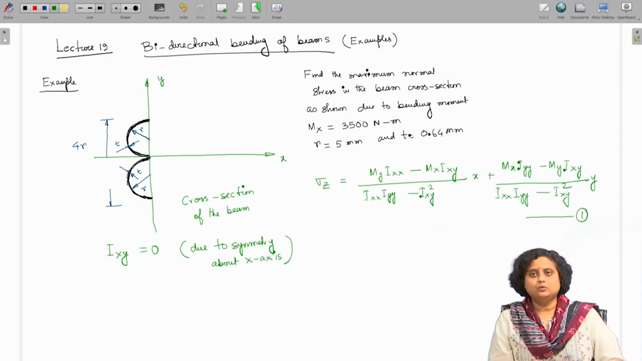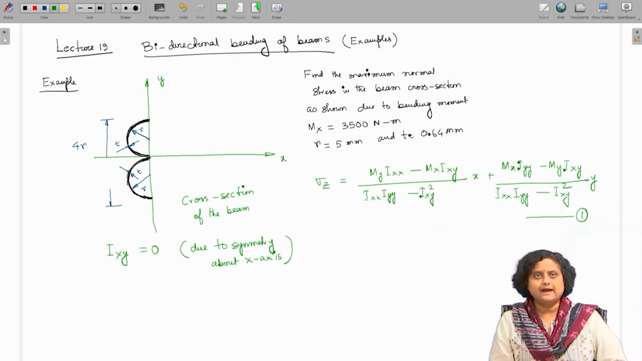We all know that the product moment of inertia Ixy is always going to be 0 for a cross section which has at least one axis of symmetry. It can be singly symmetric or doubly symmetric. It can have two axes of symmetry like a thin wall rectangular cross section or a square cross section. In that case Ixy has to be equal to 0.